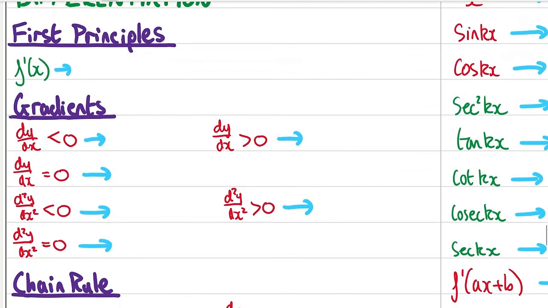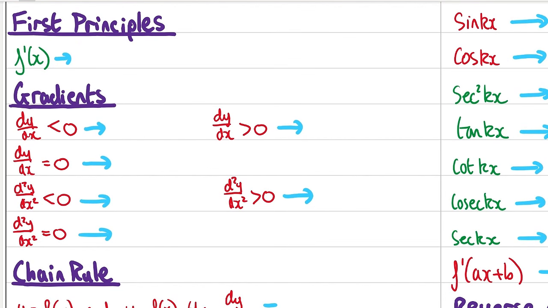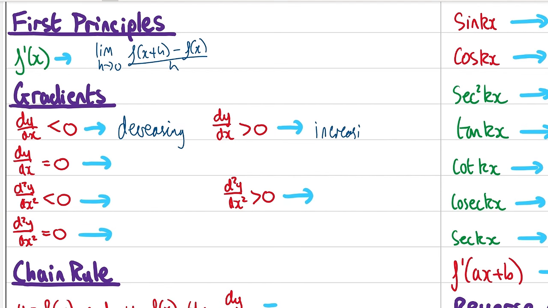Okay, great. Differentiation by first principles. Again, this is given in your formula booklet, but it's important that you do know how to use it. F of x plus h minus f of x all over h. The limit as h tends to 0. Gradients. Okay, so if you have a derivative less than 0, then that means that the function is decreasing on that interval. And if the gradient is greater than 0, it means it's increasing on that interval. If it's equal to 0, then that is a stationary point.